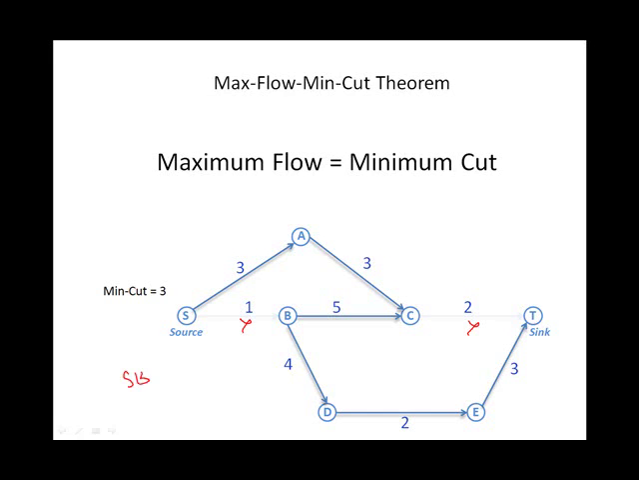And the minimum cut is nothing but the set of edges SB and CT. Okay. So this is the minimum cut, and the value of the min cut is nothing but the sum of the edge capacities, that is 1 plus 2, which is equal to 3. Okay. And the max flow min cut theorem says that the maximum flow from source to sink is equal to the minimum cut to separate source from sink by removing some edges. Okay. So this is a very standard theorem, the max flow min cut theorem.